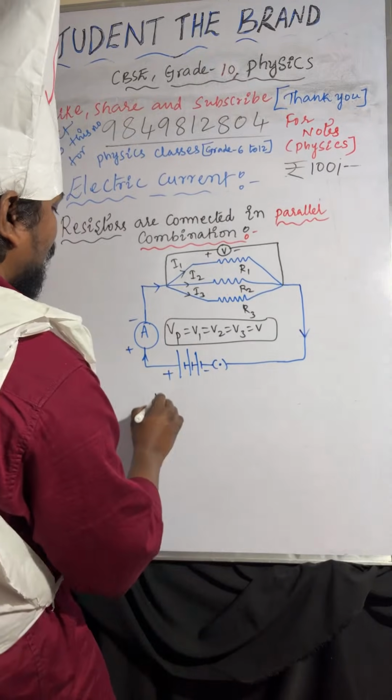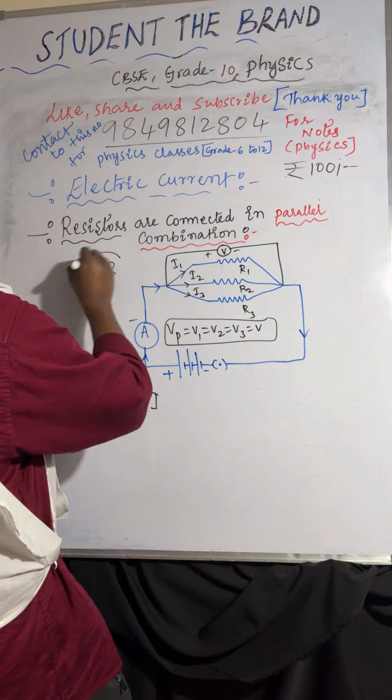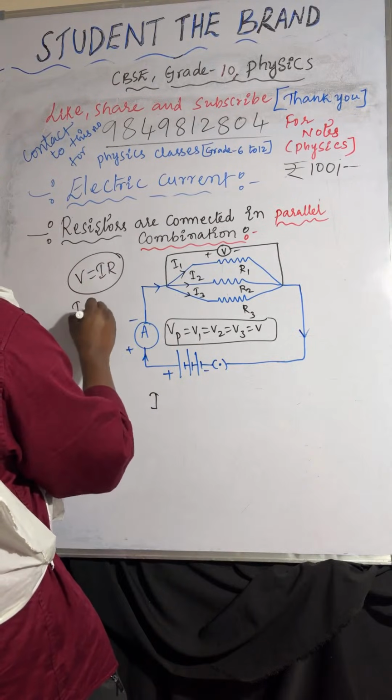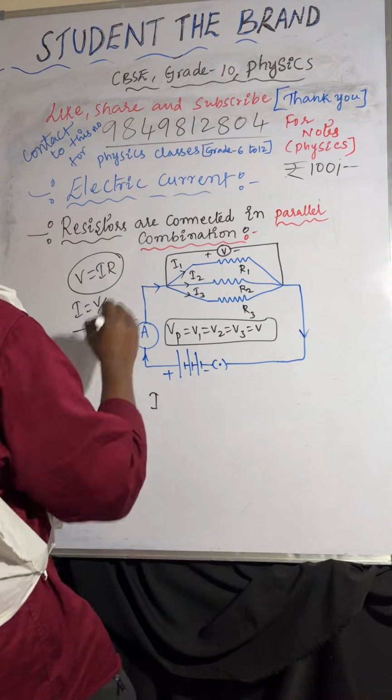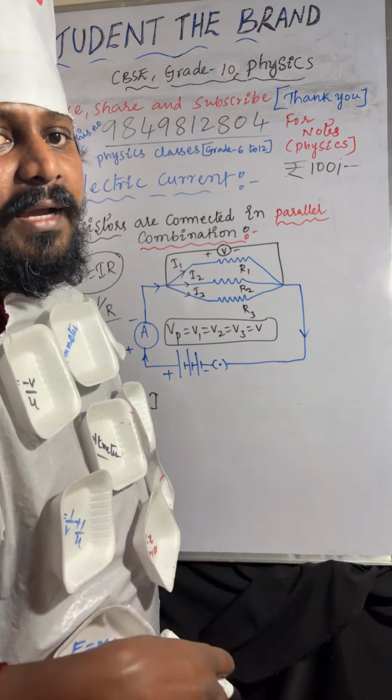Then, from Ohm's law, V equal to IR, so I equal to V by R.